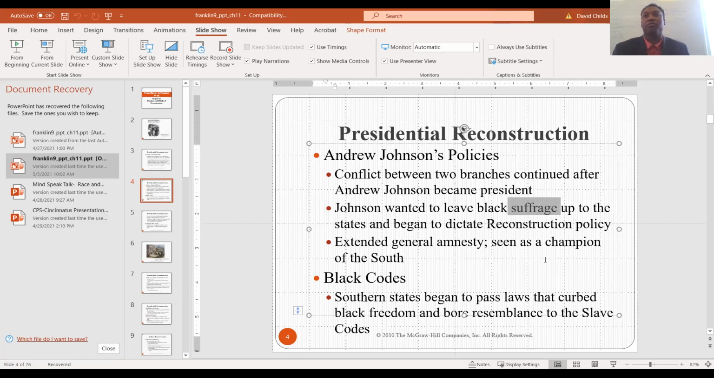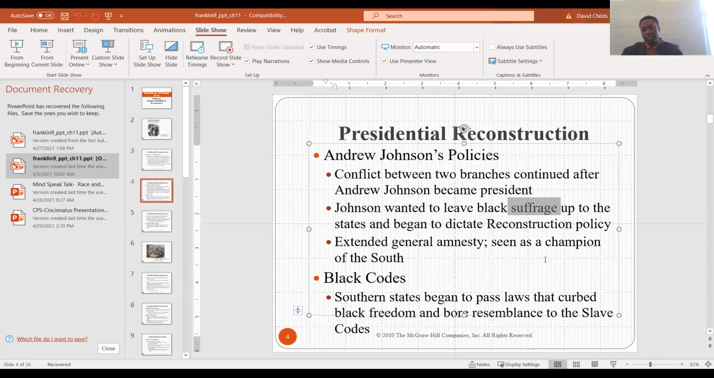Rather than passing a federal law saying every African-American male should have the right to vote, he wanted to leave it up to the states, which was wrong, because the Southern states would never have given African-Americans the right to vote. A place like Louisiana, Alabama, Mississippi. And he began to dictate Reconstruction policy. So that was the debate. They didn't want the president to have all the power. He extended general amnesty, seen as a champion of the South. So Johnson was for the South.